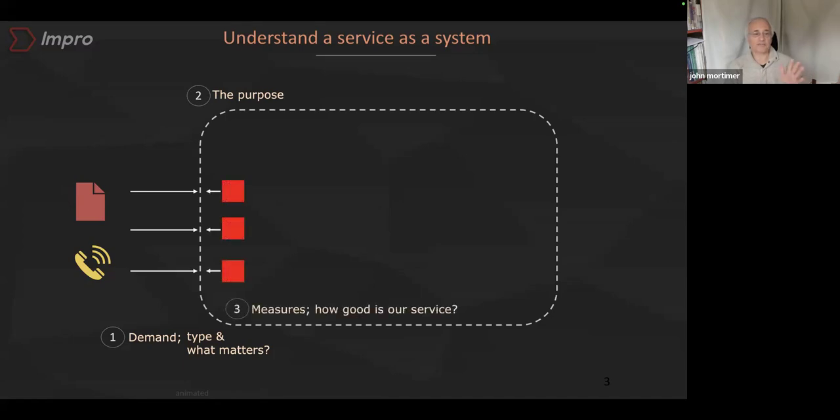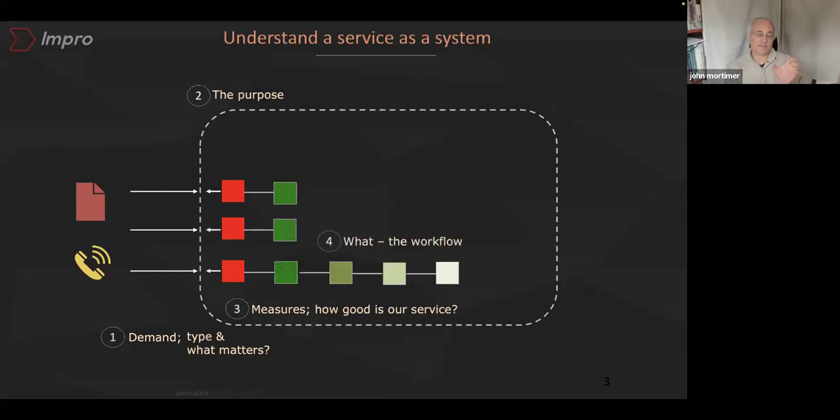Then we're going to look at how the organization responds to those demands, and we're going to measure that response. And we're going to measure how good our service is. And then we're going to look at the flow from the initial demand all the way through to the end of the process.